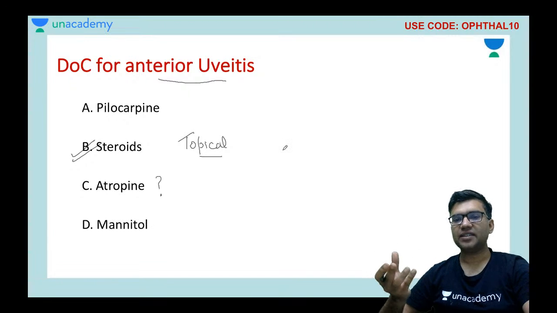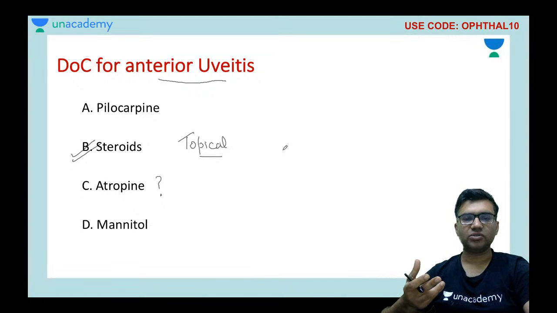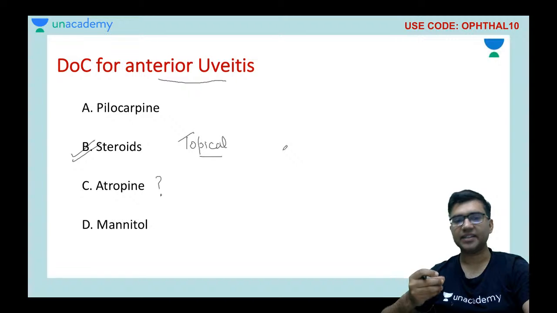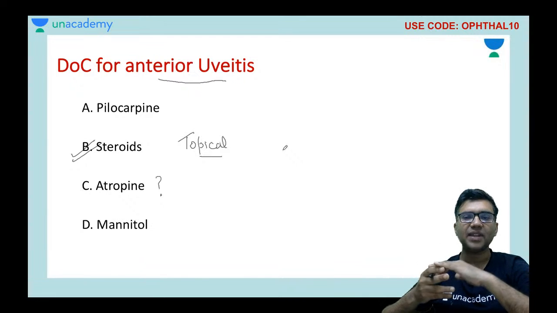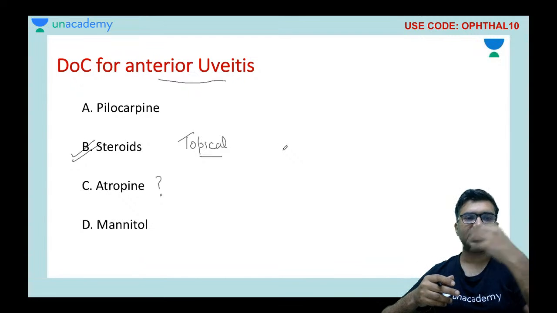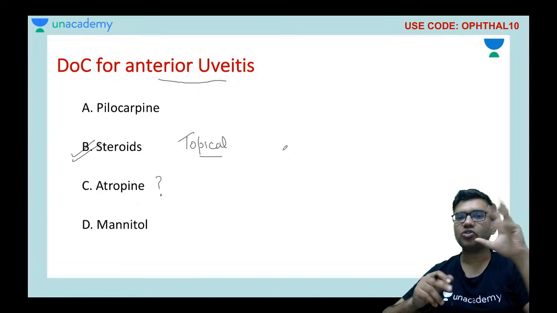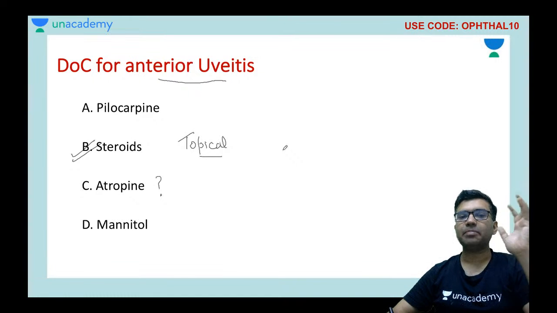Okay, so like in dinner you are having rice and dal, and then you are having ice cream also. So ice cream is not your main thing. Ice cream is like a dessert, a side thing. So similarly, atropine or homatropine or any cycloplegic basically gives relief to the patient and decreases the complications, but it is not usually acting on the pathogenesis.